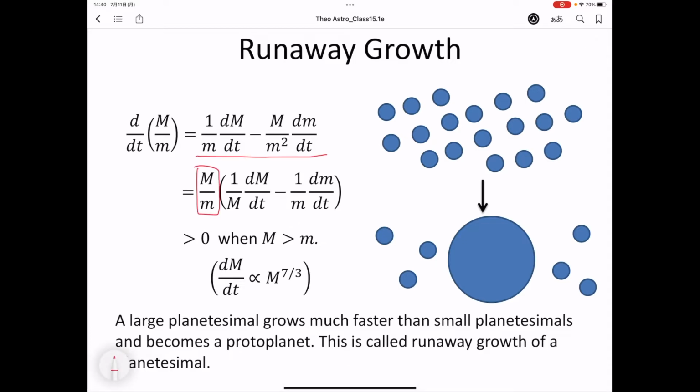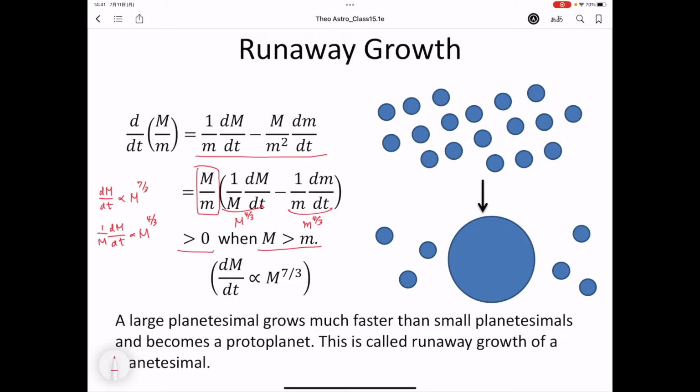We find that the common factor of M over m is 1 over M dM/dt minus 1 over m dm/dt. We have already discovered that dM/dt, the growth rate of the planetesimal, is proportional to M to the 7/3. Then 1 over M dM/dt is proportional to M to the 4/3. So this part is M to the 4/3, and this part is lowercase m to the 4/3. Now capital M is larger than lowercase m. So this is larger than 0.